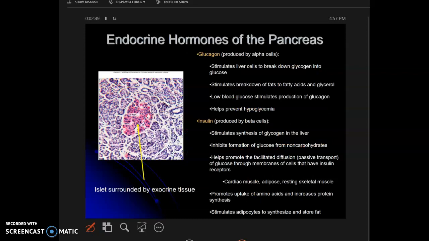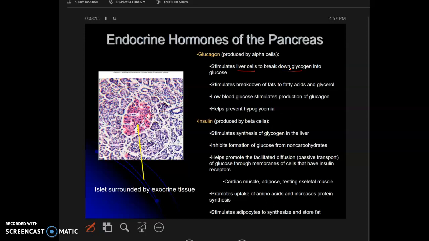All right, what's the function of glucagon? So here you can see the islet of Langerhans. This stimulates the liver cells to break down what? Glycogen into glucose. So you should know that glucose is the currency of the living body, right? Why? Because glucose is converted into ATP.